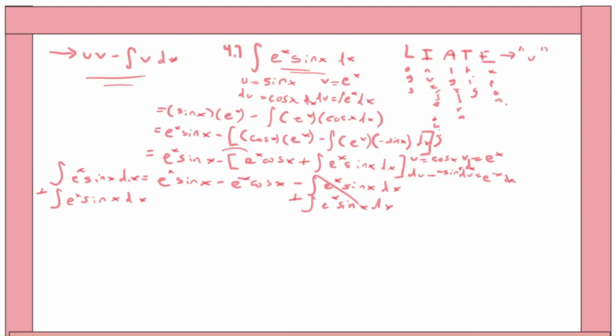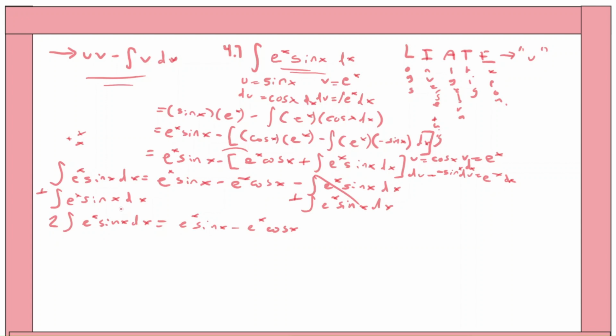Now if we have two of the same term, think of this like x, and when we're adding an x, what does that become? That becomes 2x. Same thing here. This becomes 2 times the integral of e to the x sine of x dx. I know that looks weird, but it's perfectly true. This is a true statement. So it's 2 of this entire function equals everything that's still here: e to the x sine of x minus e to the x cosine of x. Now, we want to know what this integral equals, not what two of them equals.